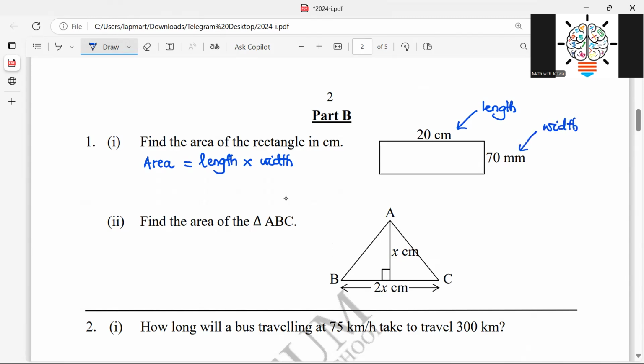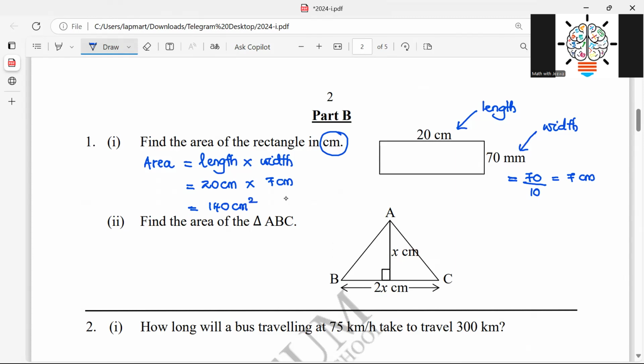The only problem, they are in two different units, right? Either I want to convert 20 centimeters into millimeters or 70 millimeters into centimeters. But I want to think about these two. They are asking the answer in centimeters. Therefore, I want to convert this 70 millimeters into centimeters. 70, I divide by 10 and it gives me the answer 7 centimeters. Therefore, I write here 20 centimeter multiplied by 7 centimeter. The answer is 140 centimeters squared.